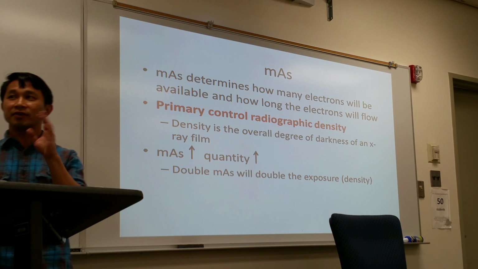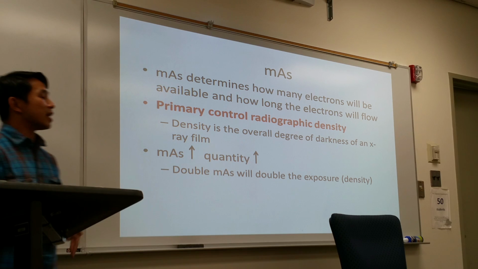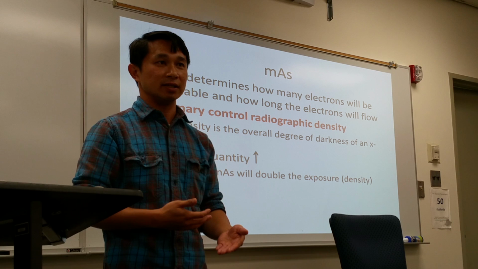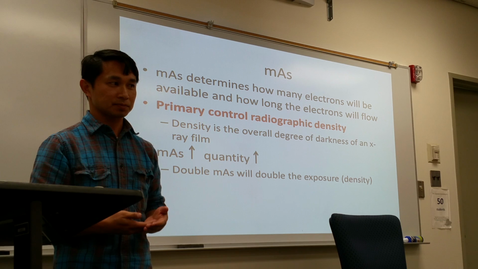If it's too dark, then there's too much mAs. If it's too light, then there's not enough mAs. There's not enough going through. And it's proportional. You double the mAs, you double the exposure, and you double the density of the radiograph. So increasing mAs will increase quantity, thereby increasing density as well as increasing patient exposure. It's a proportional relationship.